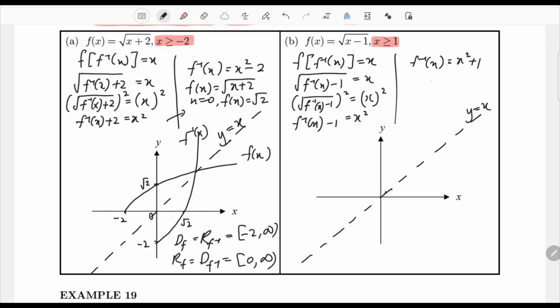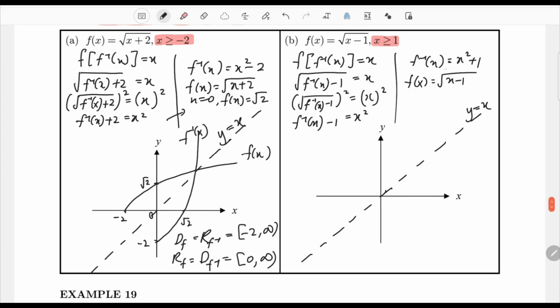Alright, so for your f(x), when f(x) equal to square root of x minus 1, so x greater than or equal to 1, so this is your 1. So the curve will be something like this. So this is your f(x). And then similarly, when you reflect on the line y equal to x, the curve of f inverse will be something like this. So this is your f inverse of x. So this is your origin.